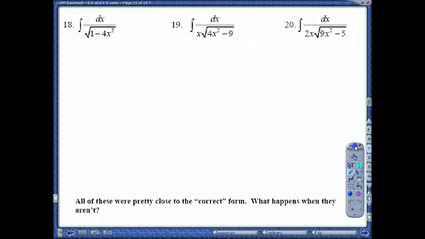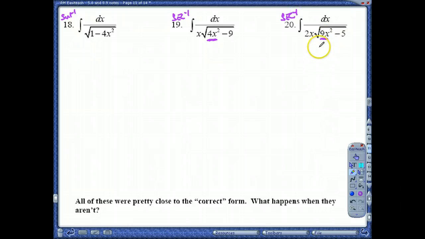So let's do a couple more examples before. Don't look at this statement on the bottom. All right, so let's just identify what we have. On 18, we know we have an inverse sine. 19, look at this guy. Don't look at what's out in front. Your 4x squared is positive, so you have inverse secant. And then here, once again, you have your inverse secant. Who's positive determines whether you're inverse sine or inverse secant.